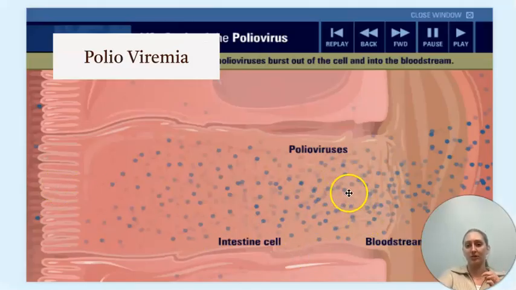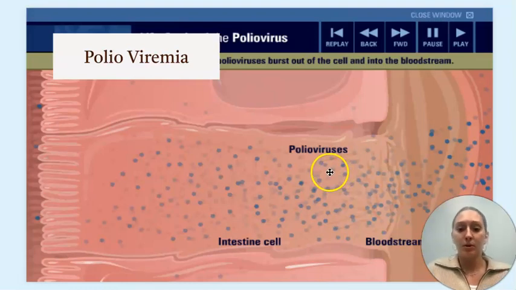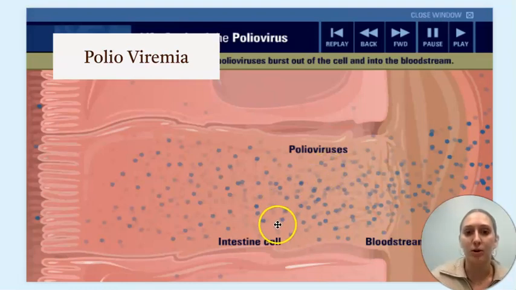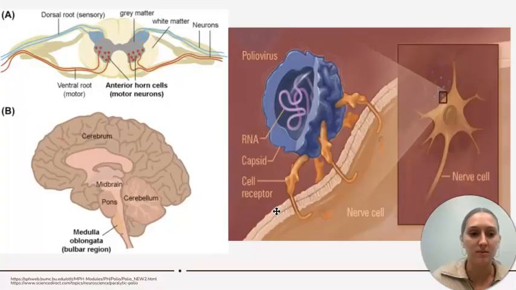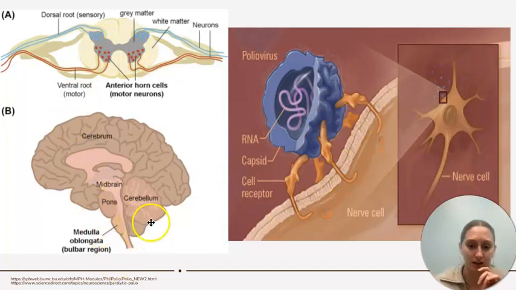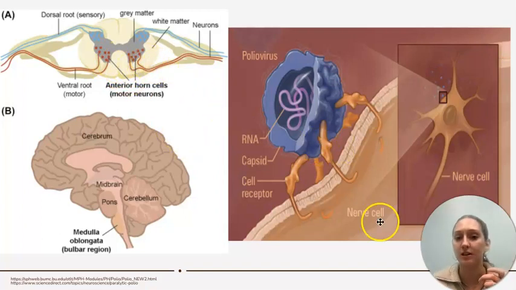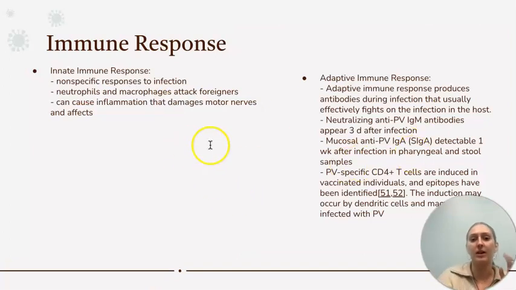So this is just a little bit on viremia. You can see the cell lysing and polioviruses, viral particles being released into the bloodstream. This is just a little thing to show the bulbar region, and this is where the poliovirus would infect and essentially damage breathing, swallowing, speaking. And you can see the central nervous system, which is going to affect that muscle function, and also the nerve cells. So then we can kind of look at immune response.